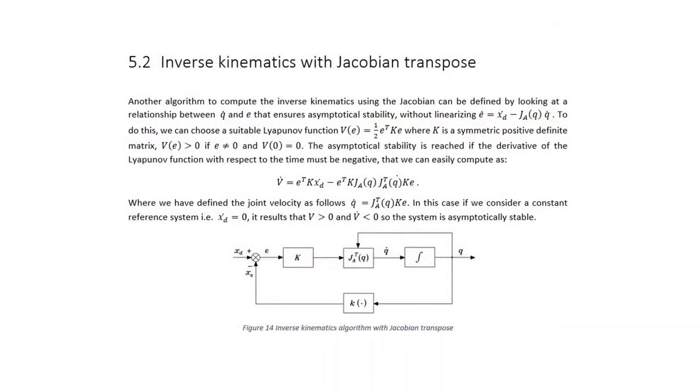After that, we performed the inverse kinematics study also with the Jacobian transpose. Here, a Lyapunov function for the error is selected, and the asymptotic stability is reached if the derivative of this Lyapunov function with respect to time is negative. If we consider a constant reference, x.d equals 0, it results that the Lyapunov function is positive and its derivative is negative, so the system is asymptotically stable.